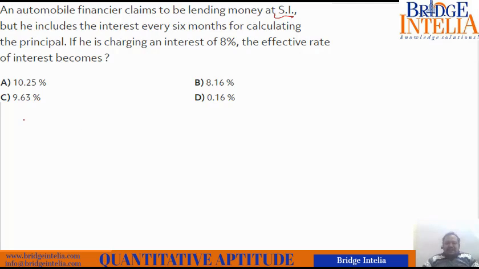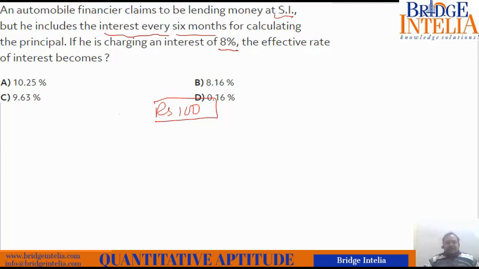Let's suppose he has lent rupees 100 to somebody. So he told that I would be charging, so what is the rate? He tells them that you need to pay me 8%. You need to pay me 8% per annum. But what he is doing, he includes the interest every 6 months for calculating. That means, let's suppose he has lent rupees 100.